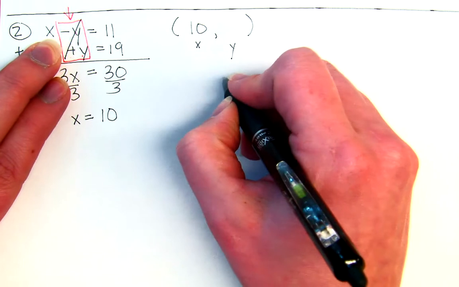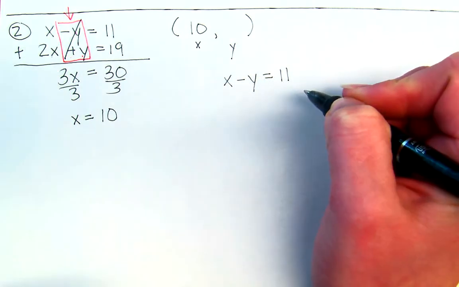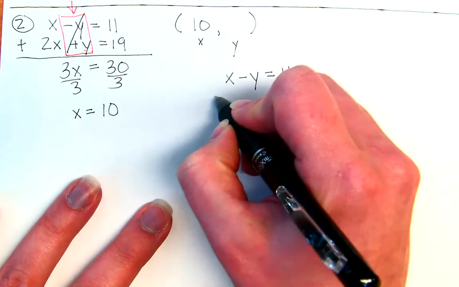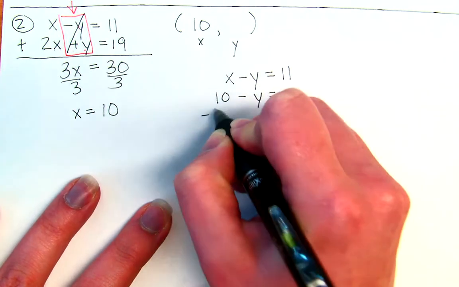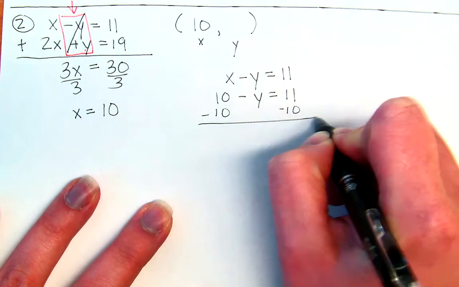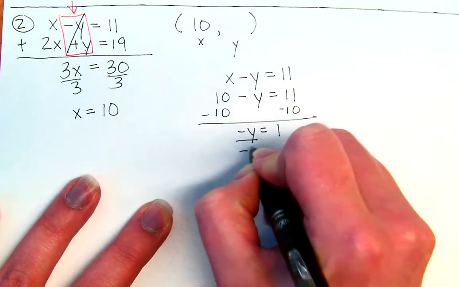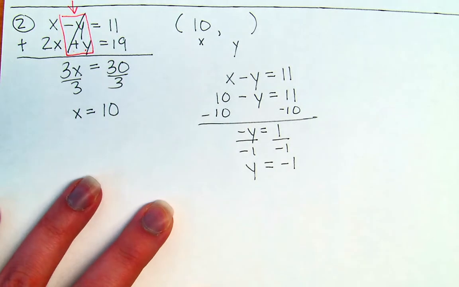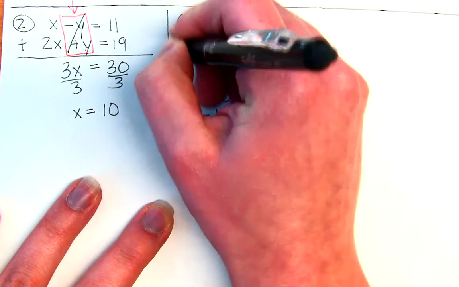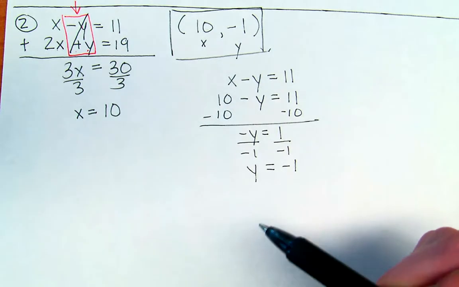So I'm going to pick the first equation here, and plug in the 10. So I'm going to plug in 10 minus y equals 11 and solve. Maybe you can do this by mental math, maybe you can't, that's fine. Either way, the solving is going to get you to the answer. So your answer is -1 for y. And here is the solution to our system, 10, -1.